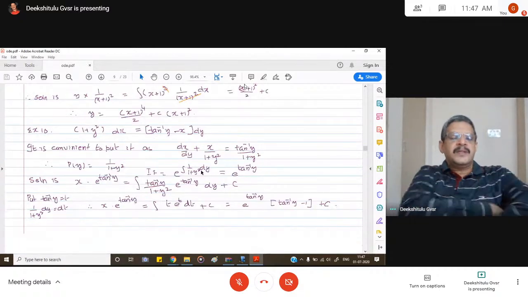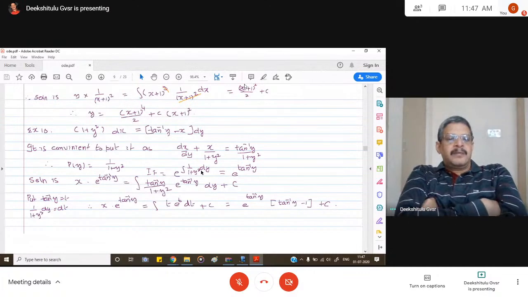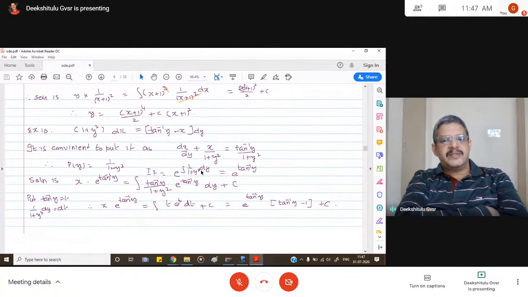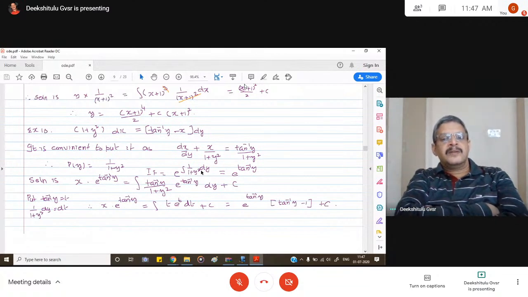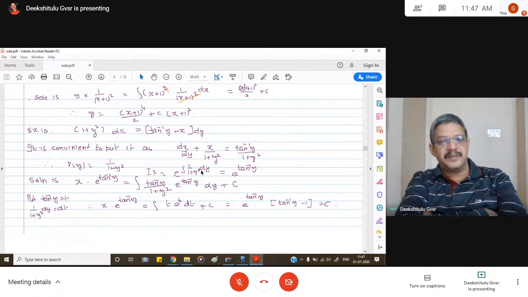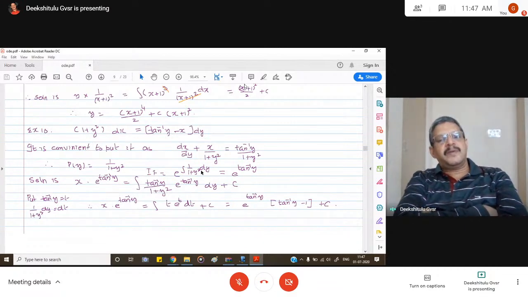Another problem. Now it's not the standard problem. (1 plus y square) dx is equal to (tan inverse y minus x) dy. So if you try to convert to the standard form as dy by dx, the terms will not be compatible with the method. We cannot do it easily. So the best way is we write the equation in terms of dx by dy.